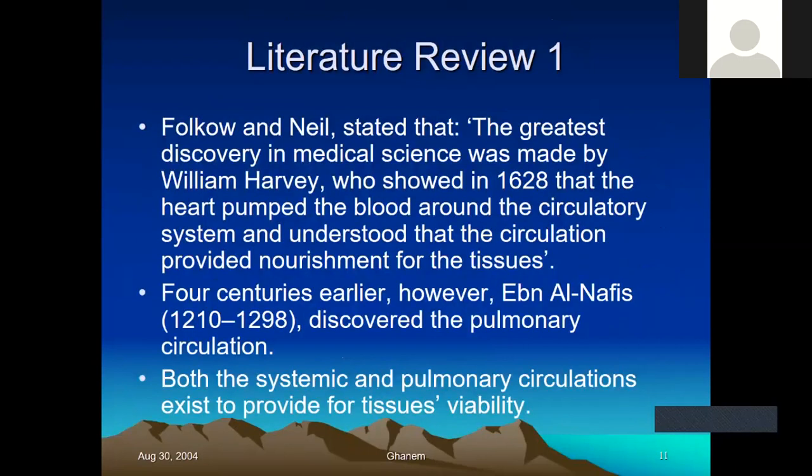Folco and Neal stated that the greatest discovery in medical science was made by William Harvey, who showed in 1628 that the heart pumped the blood around the circulatory system and understood that the circulation provided nourishment for the tissues. Four centuries earlier, however, Ibn Nafis discovered the pulmonary circulation. Both systemic and pulmonary circulation exist to provide for tissue viability.